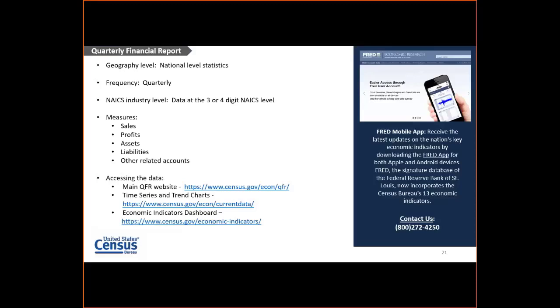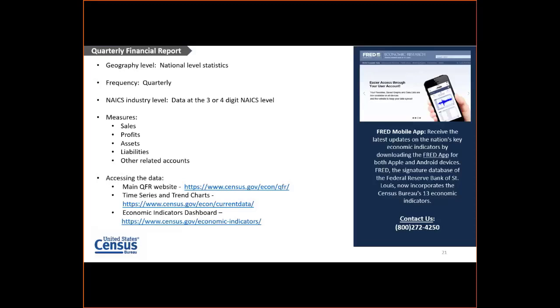Now, to access the data, it is available from the program's main page, and for easy access, you can use this link here. The data is also available using the time series and trends chart. However, it's not currently available on our primary data dissemination platform, data.census.gov, but it is available in another way.